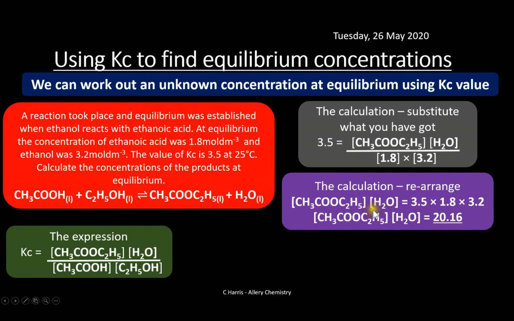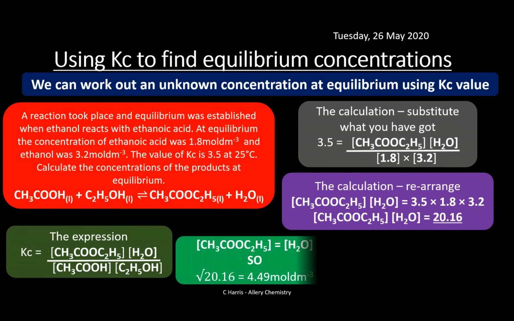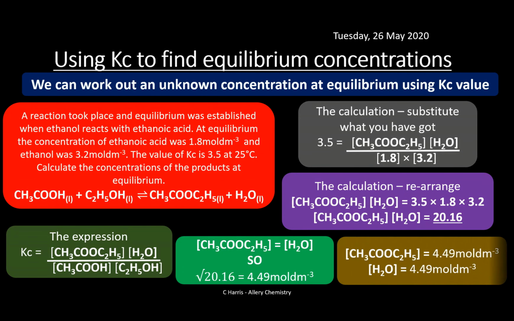So you can see here that our concentrations of both of them are going to be 20.16, the concentration of both of these substances. Now the key thing here is that the concentration of this is going to equal the concentration of this, because they're both formed from the same reactants. So therefore what we can say is that they equal the same. And so for that reason, we can then square root the answer that we've got there, because this is the concentration for both of them. Square root that answer, and we get an answer of 4.49 moles per decimeters cubed. So this would be the concentration of both our products.